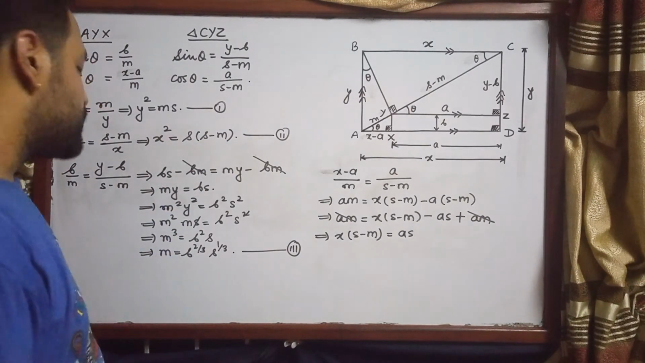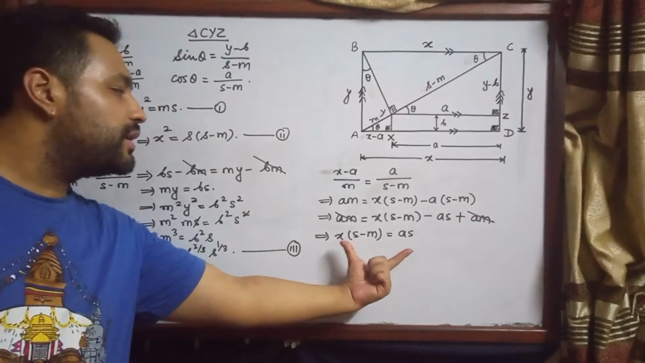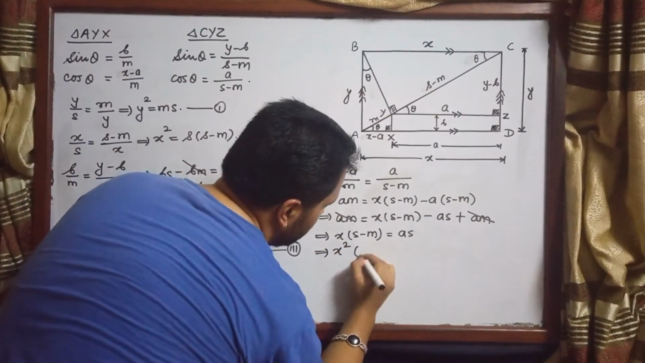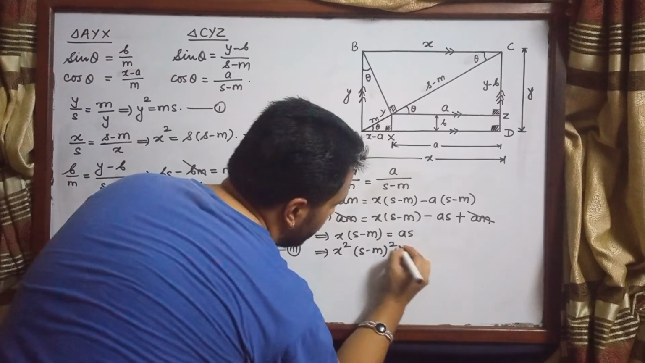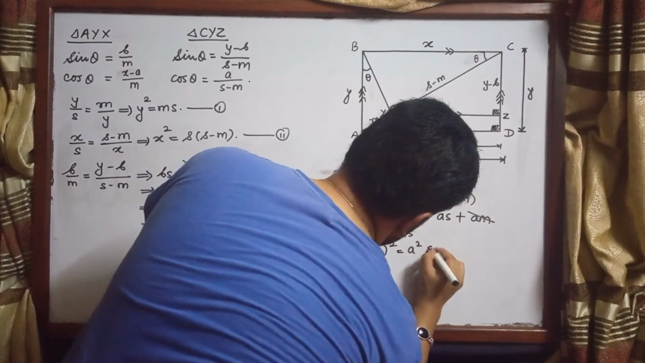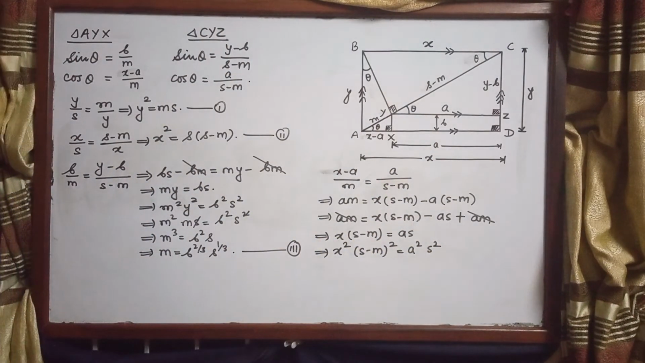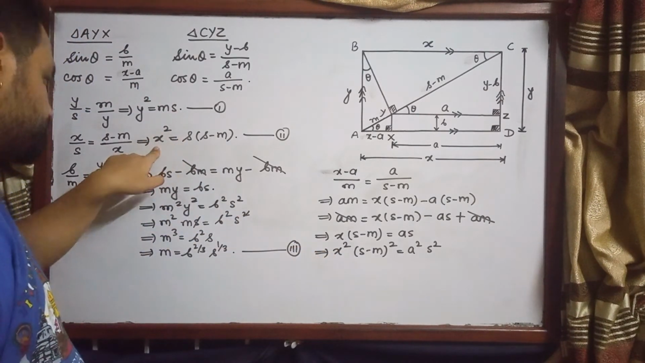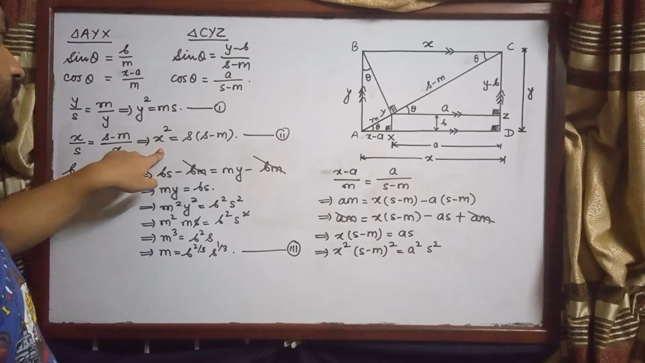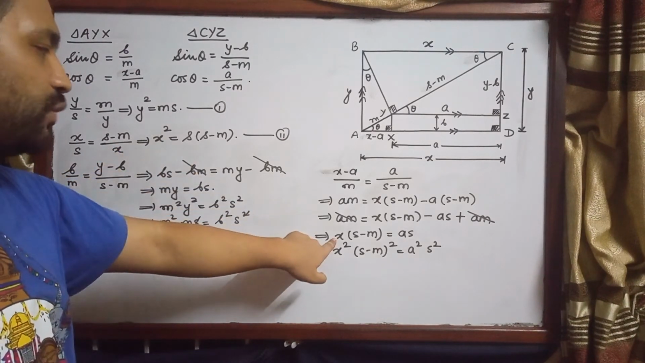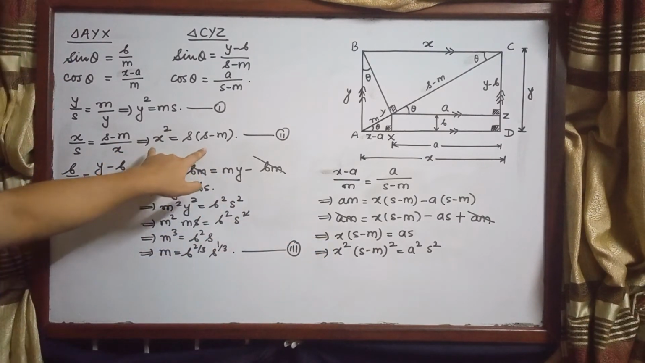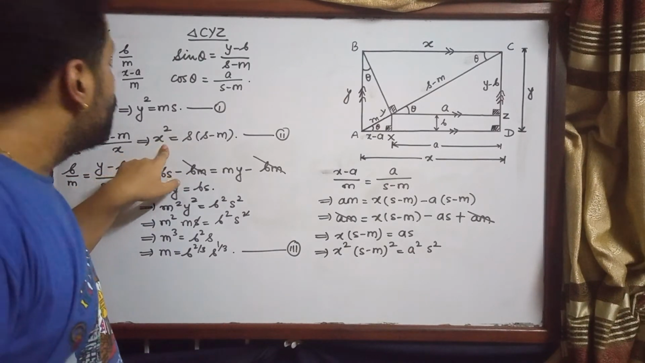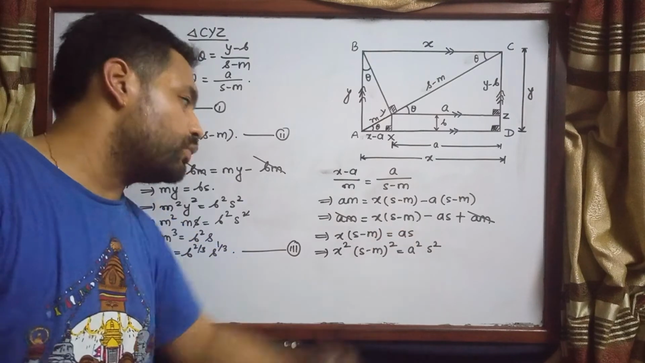Okay, now just like in this equation, we're going to square this equation. Okay, so we're going to get x squared times s minus m squared is equal to a squared s squared. Why are we squaring this? Because we have the value of x squared, and here we have only x. So in order to use this value of x squared, we are squaring this equation.